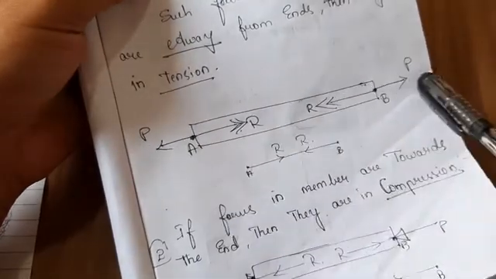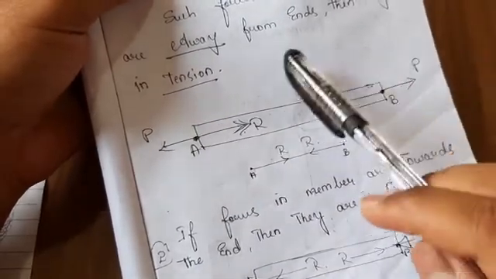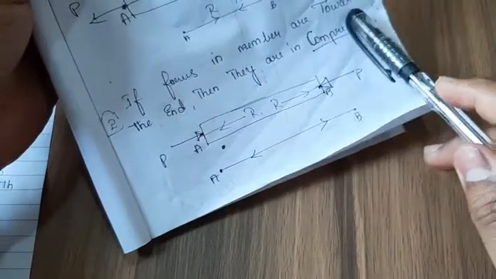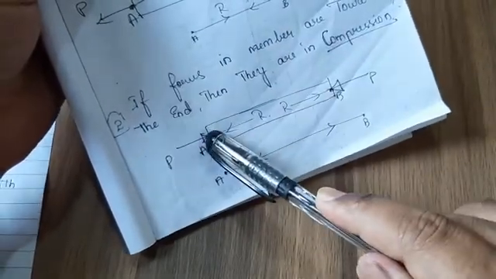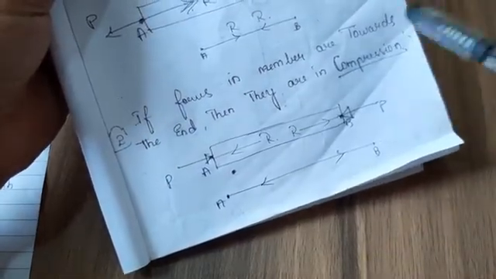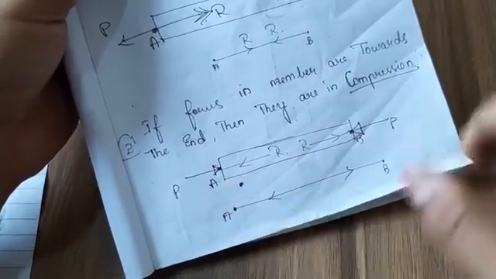When it's being pulled, the resistance will be towards the opposite direction, and when the forces are moving away from the ends, then they will be in tension. Now next, if forces in members are towards the ends, you can see these forces are towards the end points. Such kind of forces are called compression forces. Then they are said to be in compression. Okay, they are moving towards the point.